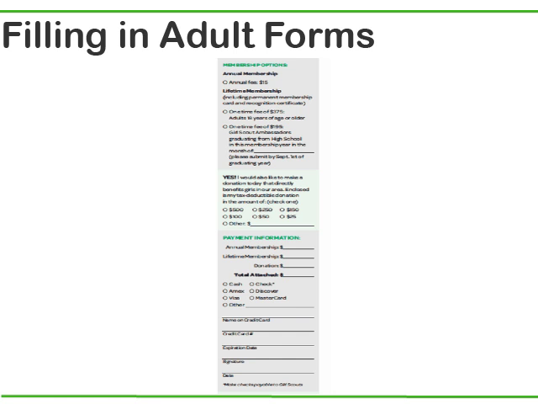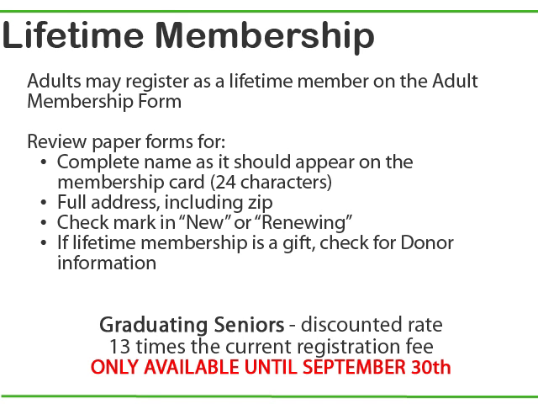Council has to process the application as a discount is being applied to the registration fee. An adult or graduating high school senior may register as a lifetime member on the adult member registration form. Should the member choose to become a lifetime member, make certain the form is complete and there's a check mark in the appropriate box in the lifetime membership section of the form. The form will be submitted with your typical registrations. Just make sure to note them on the registration summary form.